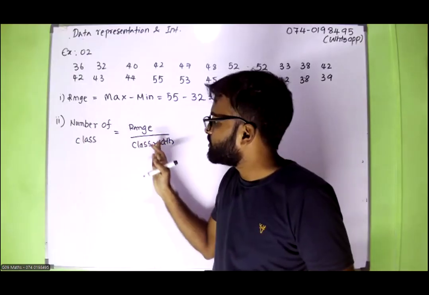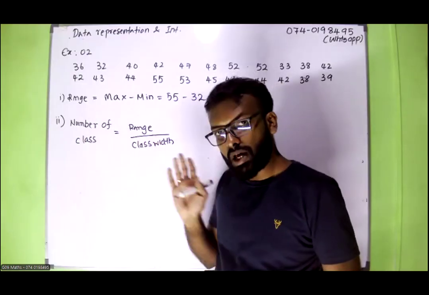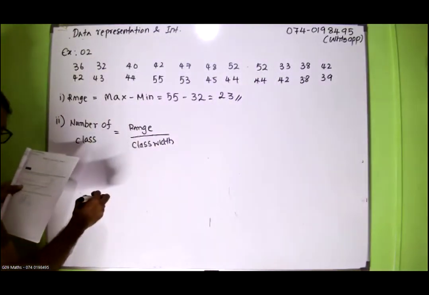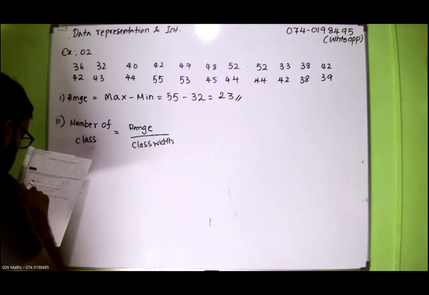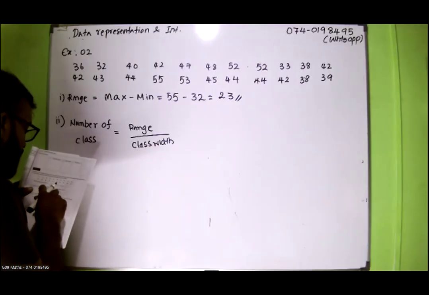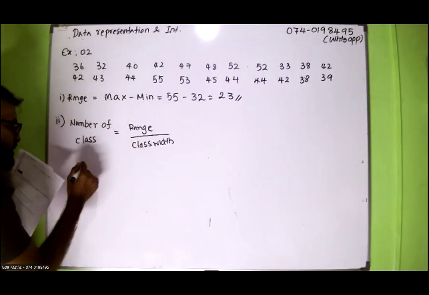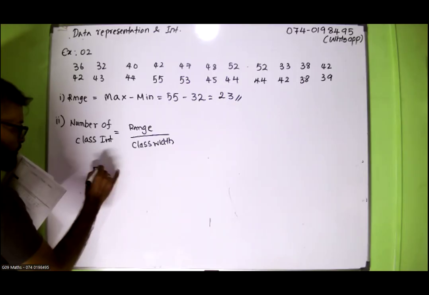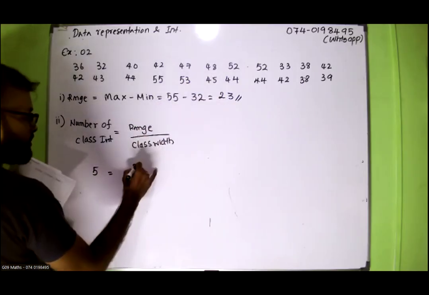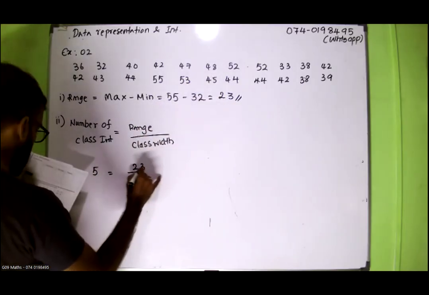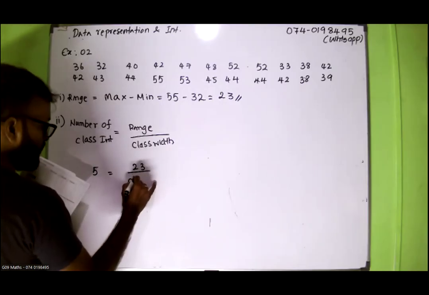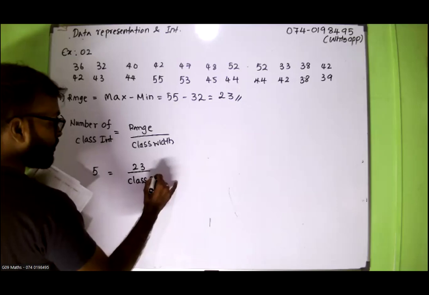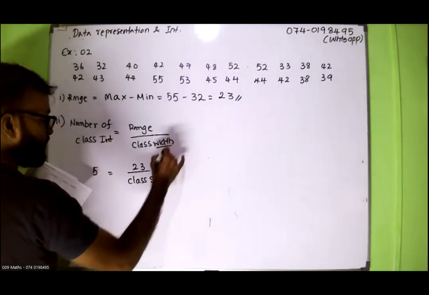But I have written down the original one: number of classes equals range divided by class width. I am going to substitute. Find the size of the class interval if the number of class intervals is 5. So we have found the range which is 23, and we have to find the class size or class width, whatever. So I will refer to it as class size. Width or size, whatever.